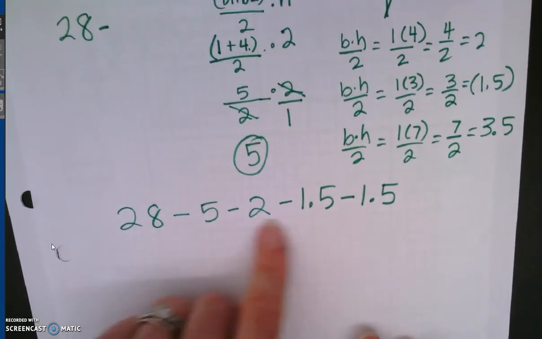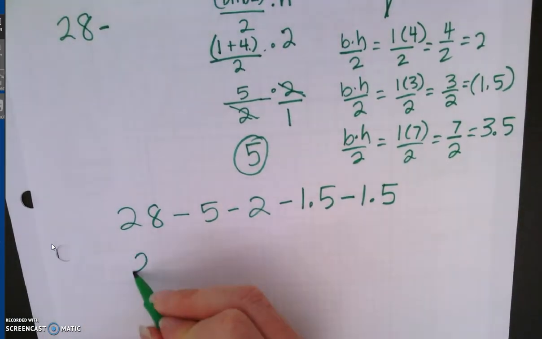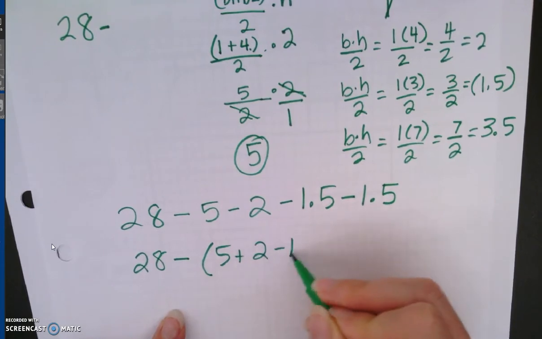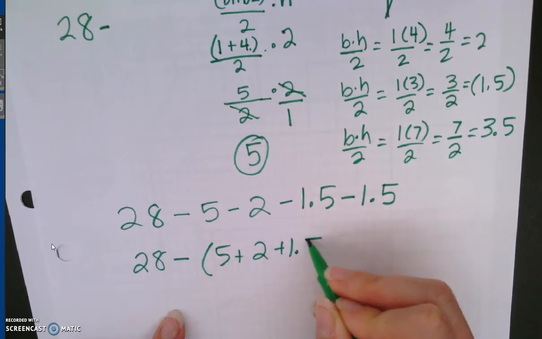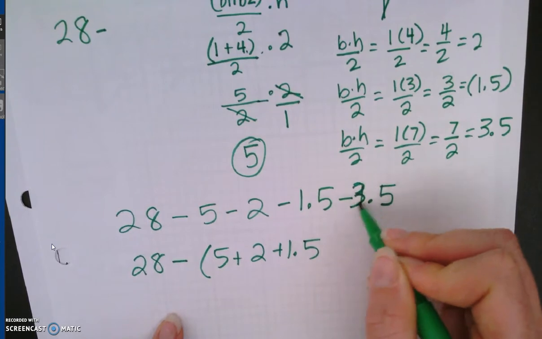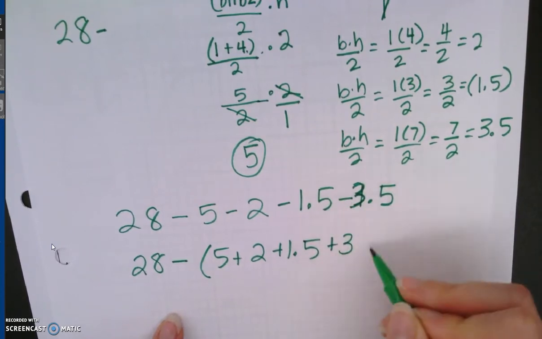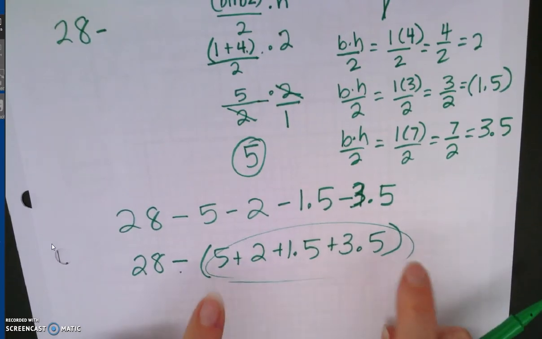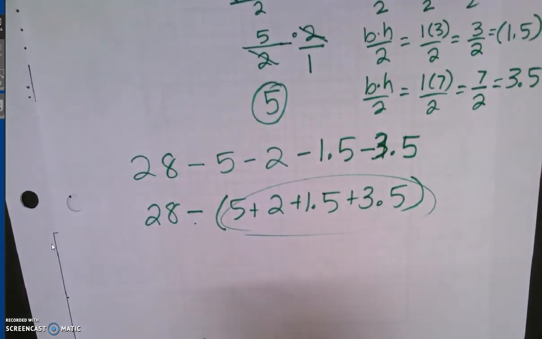So we can subtract all of these from 28, or you can think about 28 minus, and add all of these together, because it's the total that, oops, this is a 3. Almost made a mistake. The total that we're subtracting. So we need our parentheses there for some order of operations.